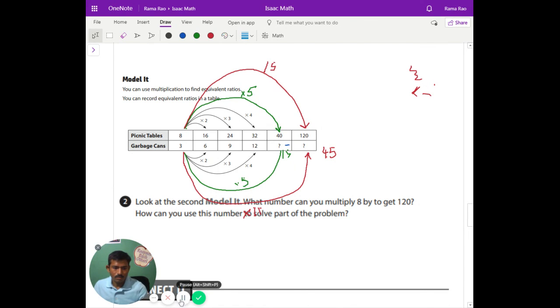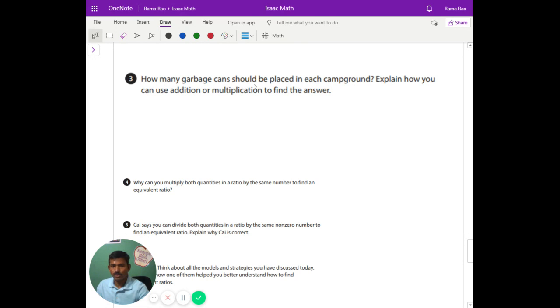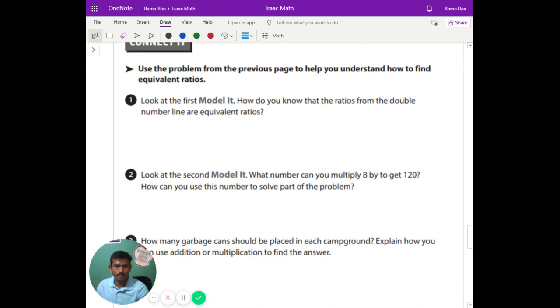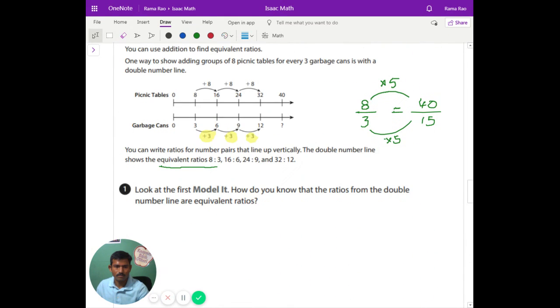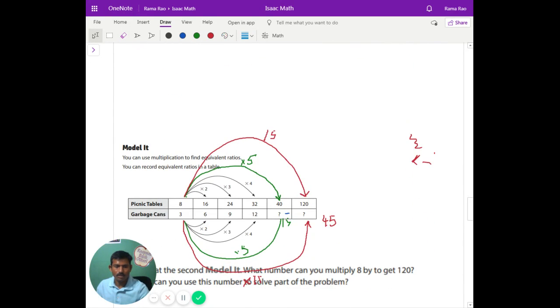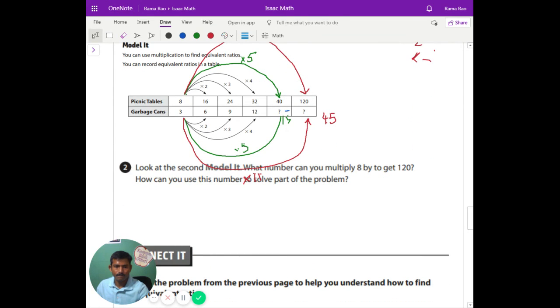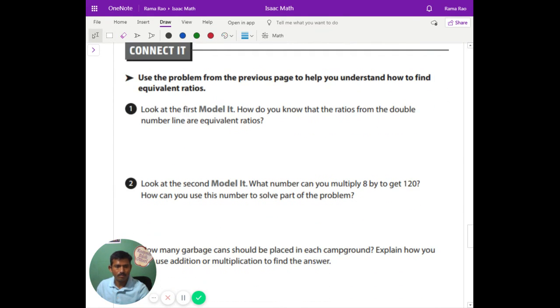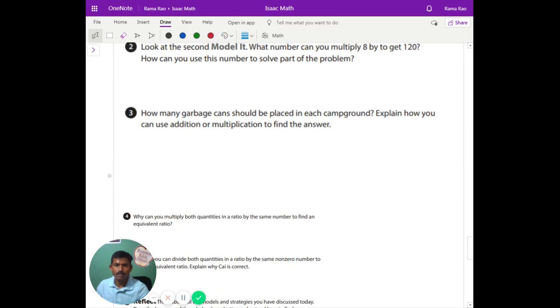Okay. So the next question is, how many garbage cans should be placed in each campground? Explain how you can use addition or multiplication to find the answer. I'm going to put the models one more time so you can see and then tell the answer. Here is the first model, and here is the second model. So the question is, how many garbage cans should be placed in each campground?